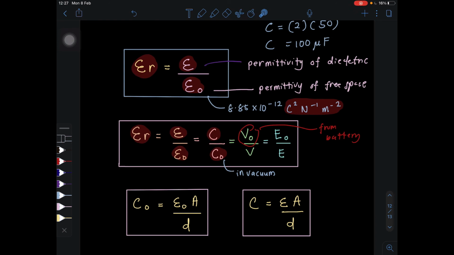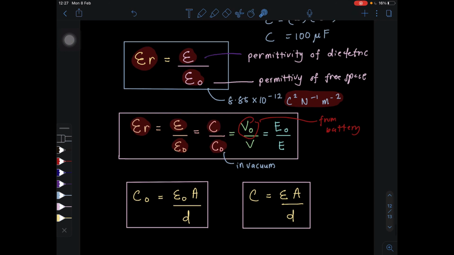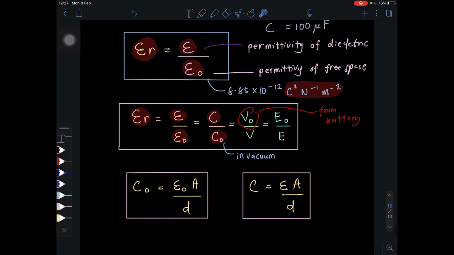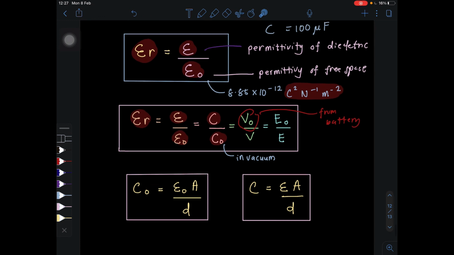Depending on the information that we have, we can either use epsilon R is equal to epsilon divided by epsilon naught, or epsilon R is equal to C over C naught, or these pairs. So that depends on the question, we will see in the examples. Or we use this one, C naught is equal to epsilon naught A over D. A here will be the area, since it is the area of the metal plate, right?